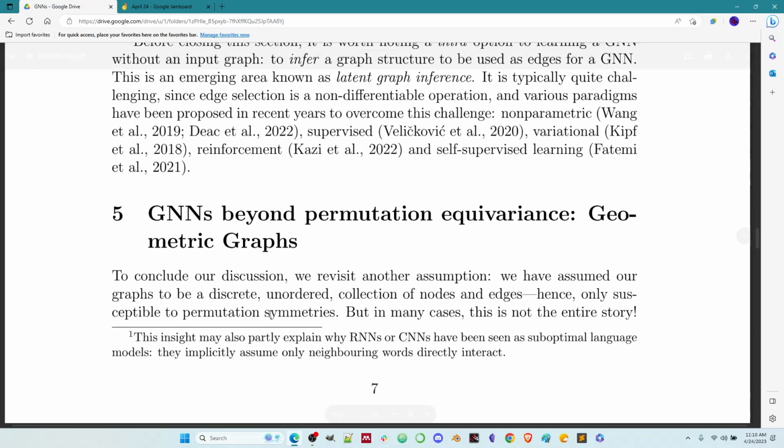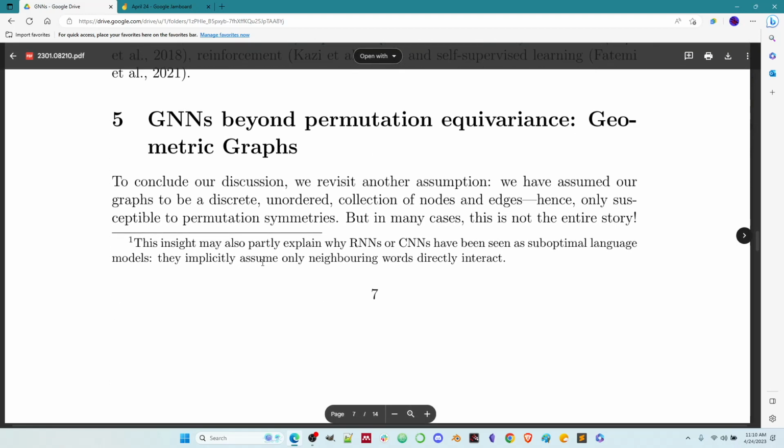Then there are geometric graphs, which go beyond permutation equivariance. We have assumed our graphs to be a discrete, unordered collection of nodes and edges.